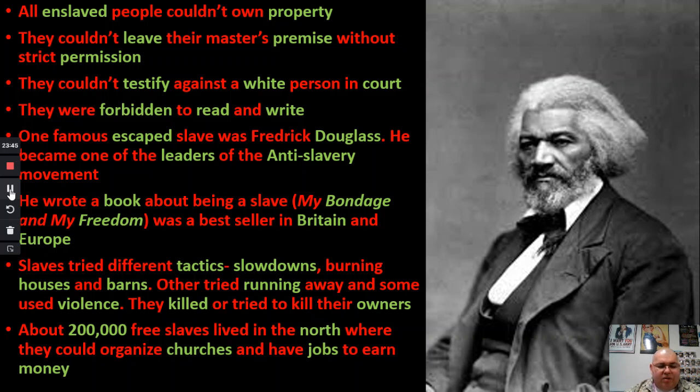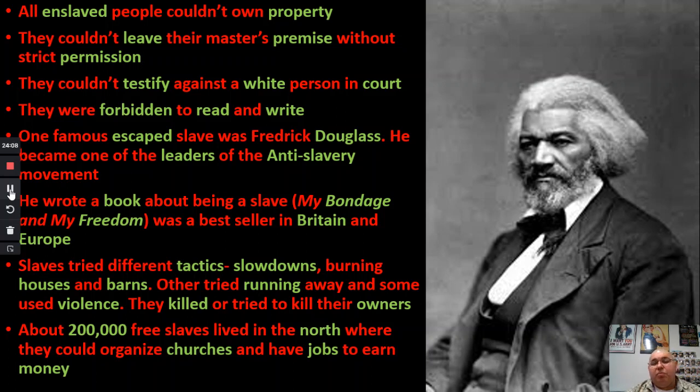One of the most famous runaway slaves is that man right there, Frederick Douglass. He became one of the leaders of the anti-slavery movement, which is called the abolitionists. These guys really didn't like slavery and did everything they could to get rid of it. Now, Frederick Douglass wrote a book called My Bondage and My Freedom.